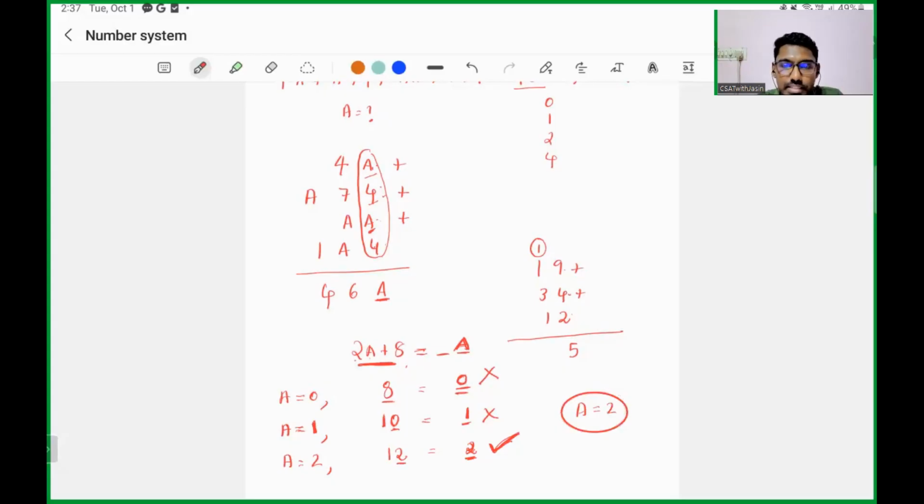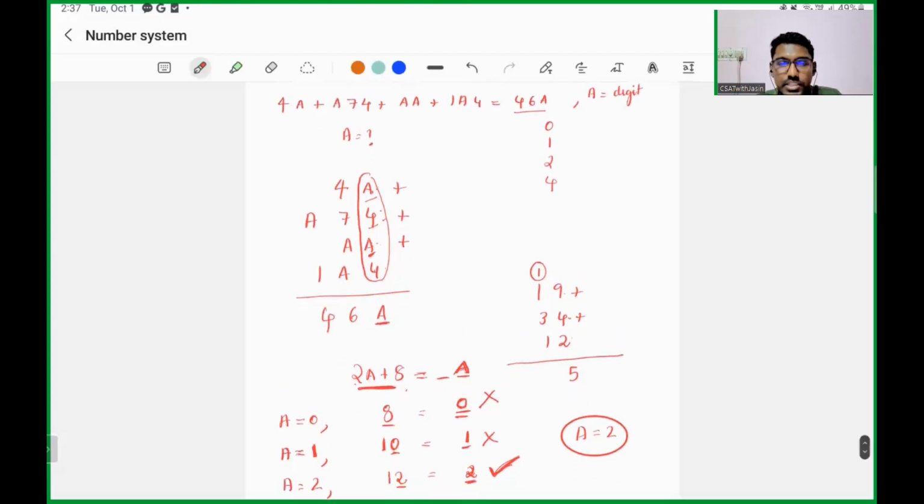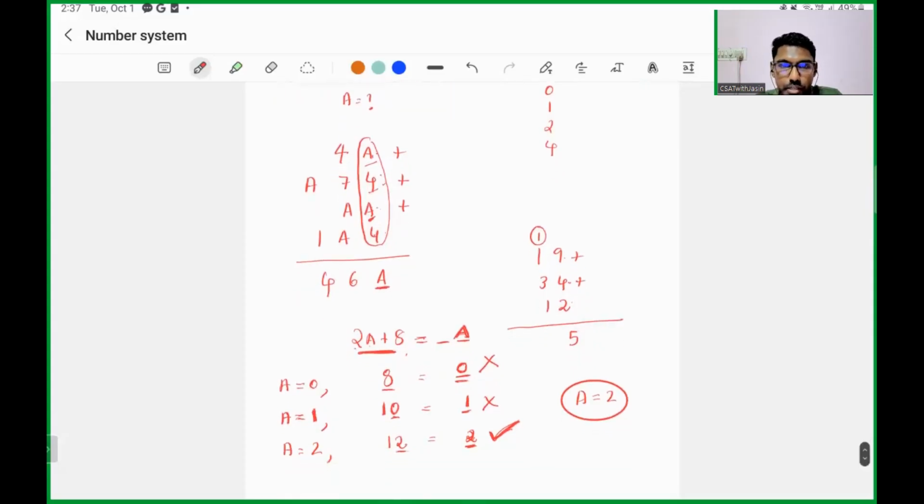So here also we are substituting the options, but you don't need to substitute into the whole expression. You just need to take the unit digits and do it. Now, is it okay? Did you understand how I did it? This is just like normal addition, but you need to do it in this way. Is it okay to substitute the value of A and see which one is satisfying? I will give you more examples. Is this okay?